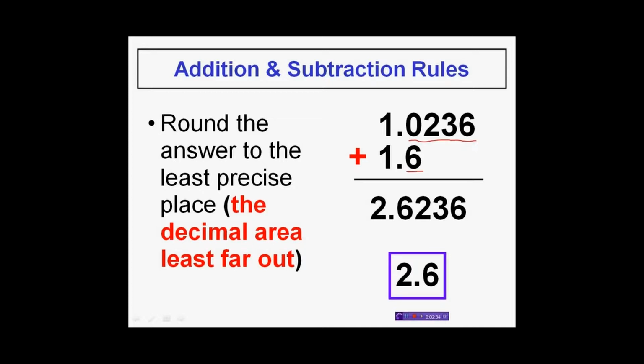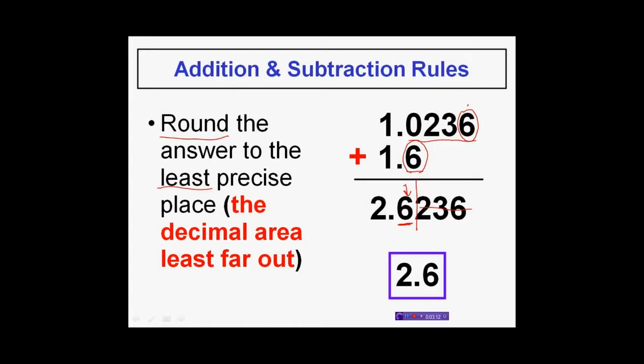We're going to round our answer to the least precise place, and that is the decimal place that is the least far out. 1.6 has 1 decimal place, and that is the least precise place. The first number, 1.0236, has 4 decimal places, and that is very, very precise. This 6 at 1 decimal place is a less precise number, so we're going to round the whole answer off to 1 decimal place. So we're going to cut this off here and just scratch these out.